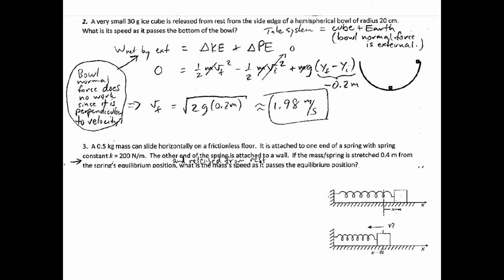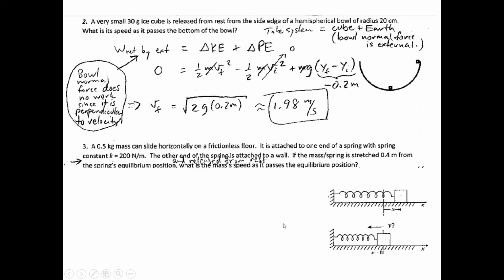Problem 3 involves a mass that is on a frictionless surface, so it can slide horizontally. It's simpler to imagine this at the surface of the Earth, but there's no other force on this mass that's going to do any work other than the spring force in this case. There's no frictional force that's pulling along the direction that it's moving.